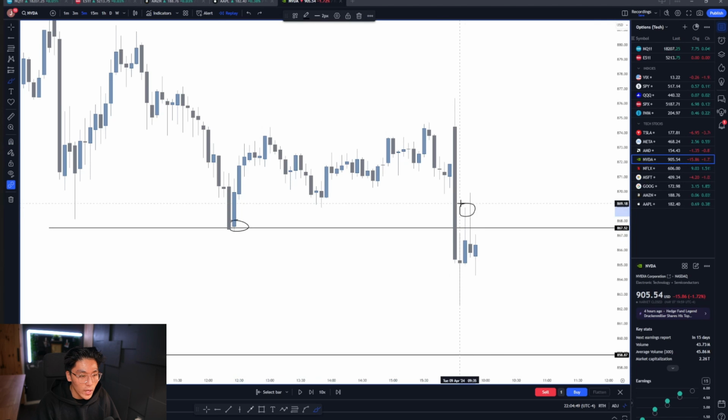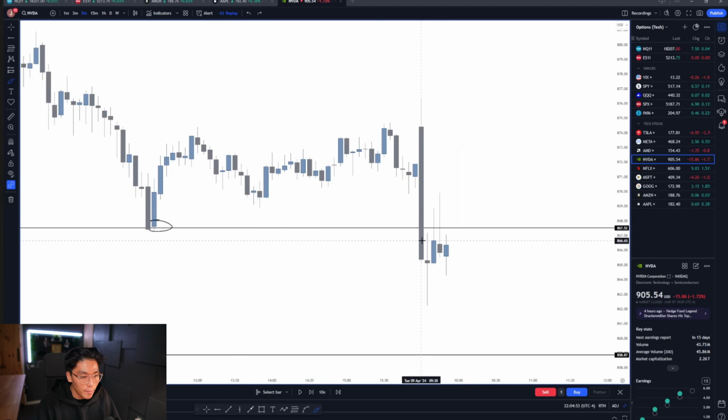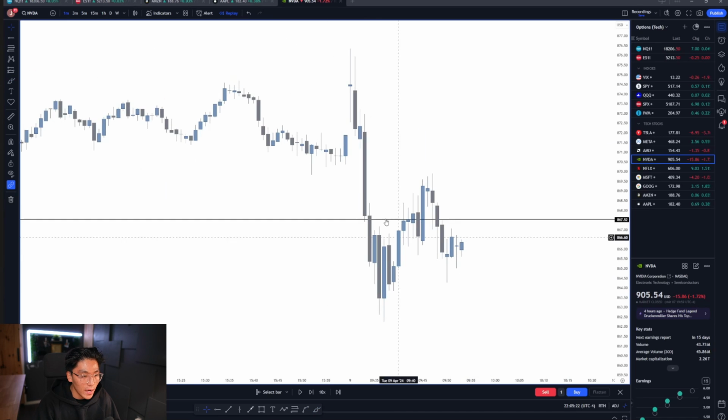You can see these wicks, right? The wicks are wicking above the previous day low levels, but the bodies are telling the story. That's what I always tell you guys: wicks do the damage, bodies tell the story. And you can see in this case, we have 1 wick above it, body candle close, 2 wicks above it, body candle close. So now we're going to be looking for confirmation that price wants to head towards the downside.